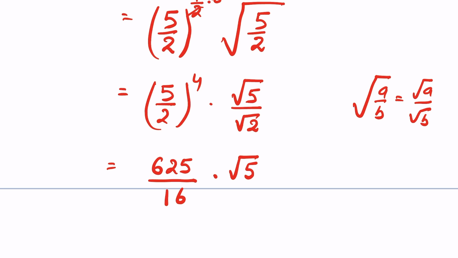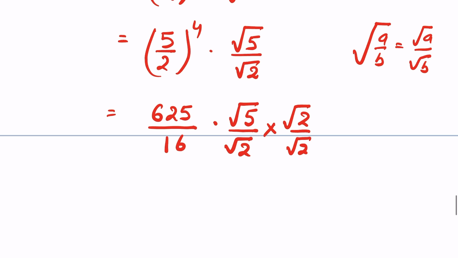Now the denominator is a radical. To make it a real number, we need the denominator to be a real number. So we rationalize the denominator. So we multiply and divide by the denominator, because multiplying and dividing by the same number won't change the number, since you can easily cancel these two. It will be 1, and multiplying by 1 means nothing. So let's multiply and divide by the square root of 2.